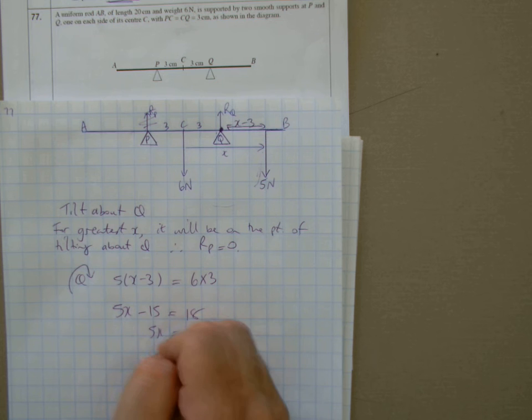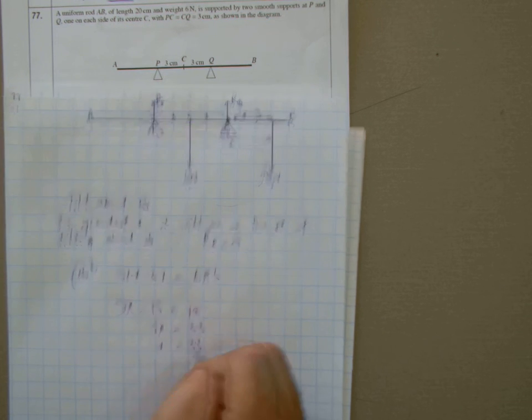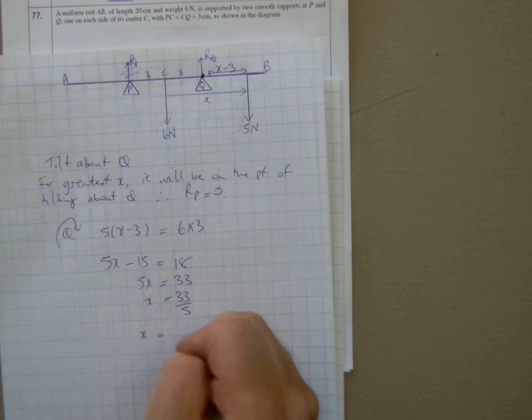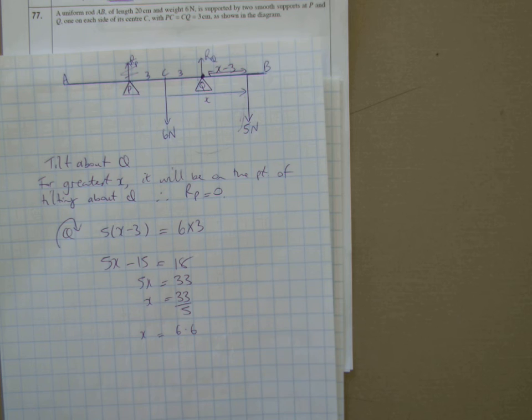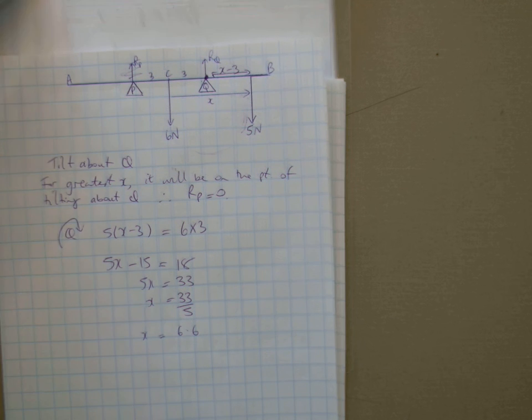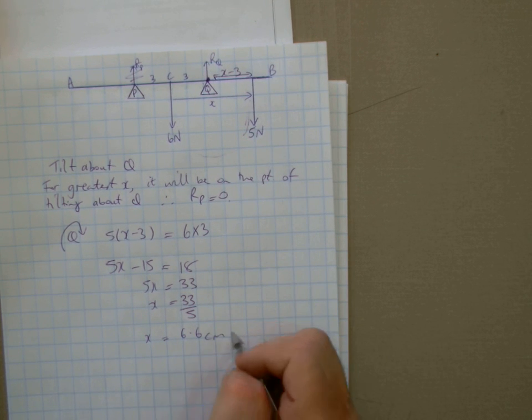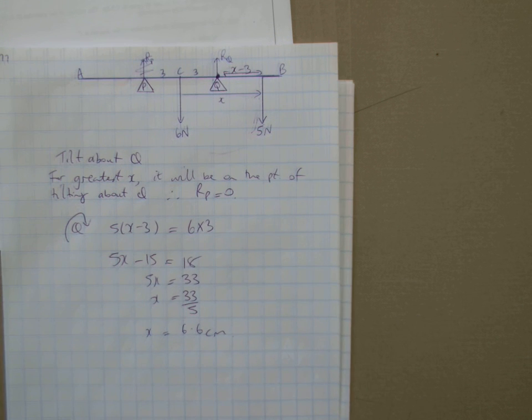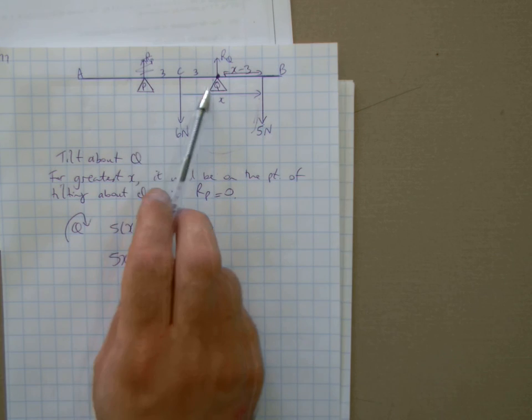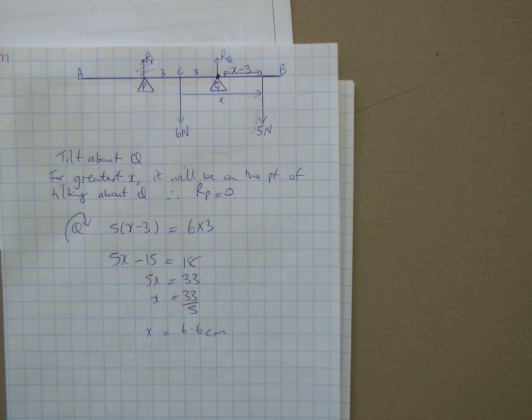So 5x, we'll take that over, becomes 33. So x will be 33 divided by 5. So I get my x out to be 6.6, I think. Just double check that on the calculator. Yeah, 6.6 exactly, 6.6 centimeters. That's the greatest x can be. Beyond that is the point of tilting about Q, which means the reaction at P will be 0, so it doesn't have any effect when you take moments.